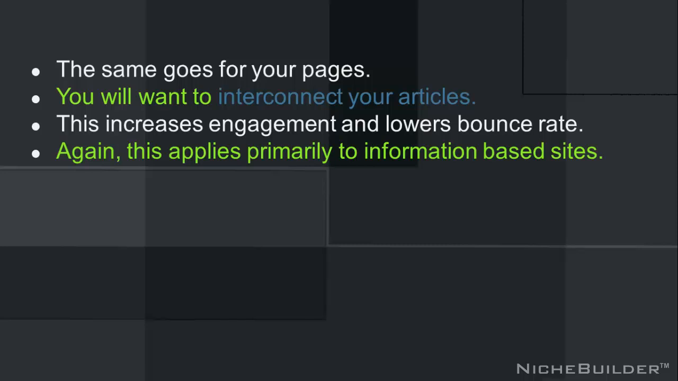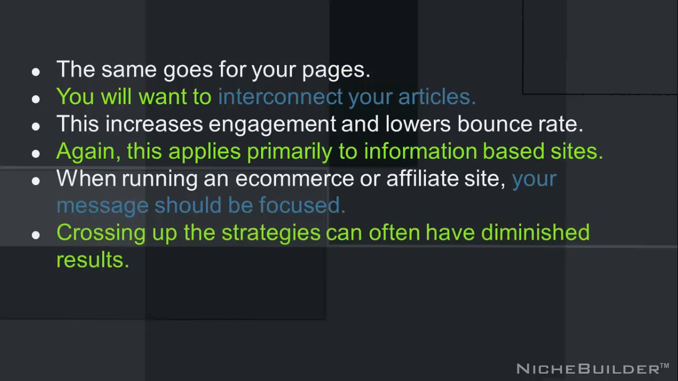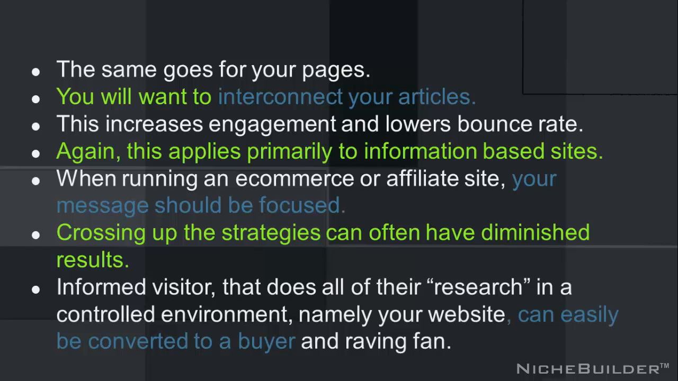Again, this applies primarily to information-based websites. When running an e-commerce or affiliate site, your message should be focused. Crossing up the strategies can often have diminishing results. However, an informed visitor that does all their research in a controlled environment, namely your website, can easily be converted to a buyer and raving fan.